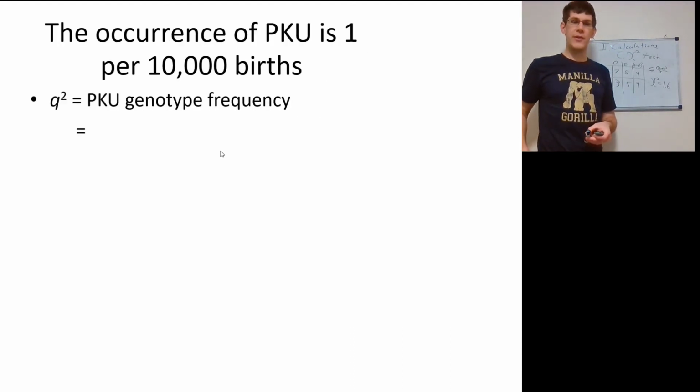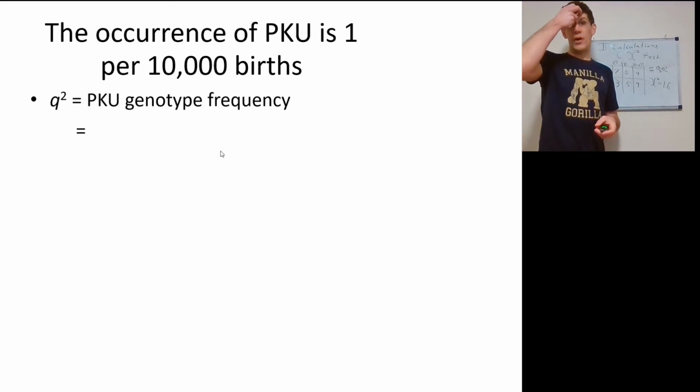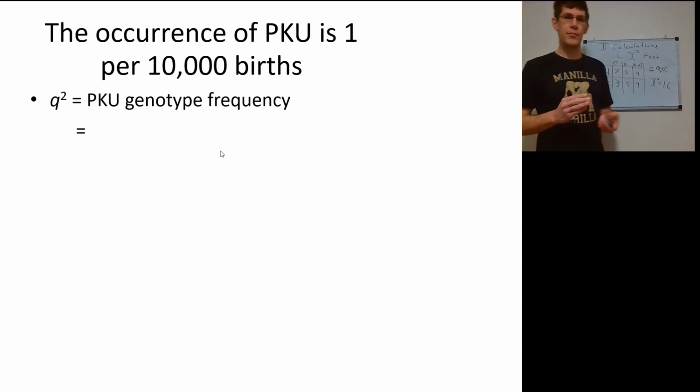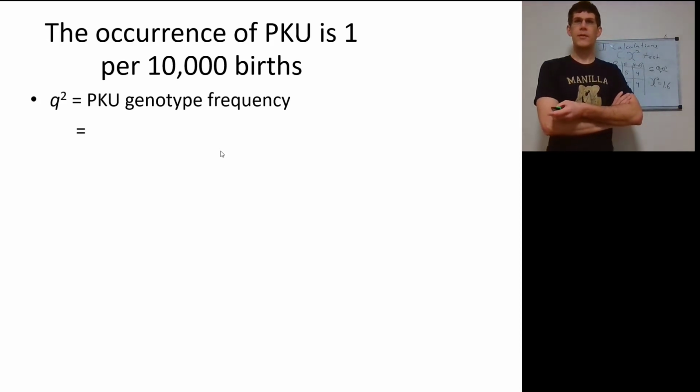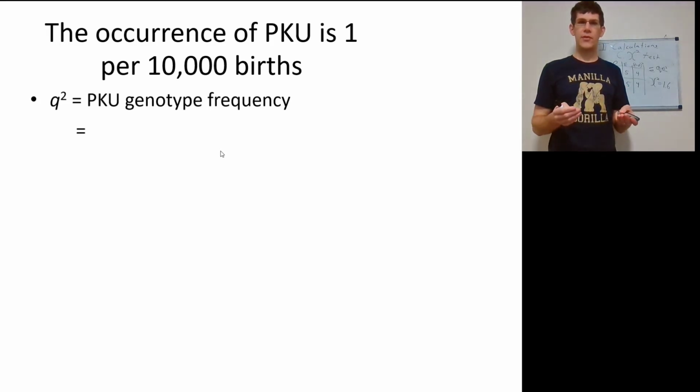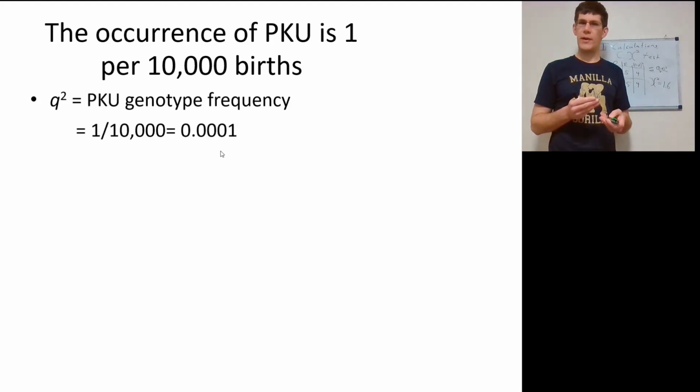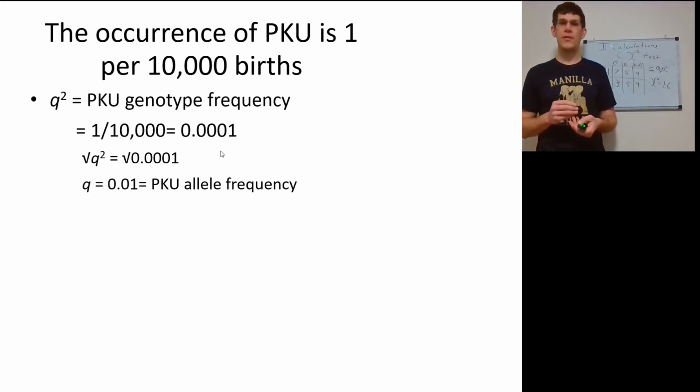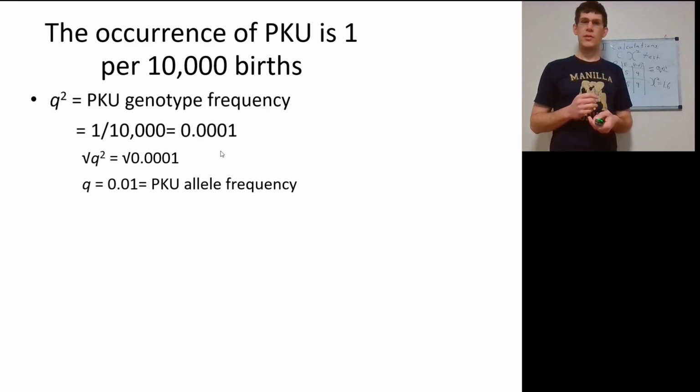Okay, so I'm not going to cover these in great detail because I want you to calculate these on your own, and I'm just going to go through it very briefly. So PKU, phenylketonuria, is a 1 in 10,000 thing. So Q squared is getting 2 alleles for the PKU genotype, so Q squared is equal to that. Let's figure out what Q is. You take the square root of Q squared to get Q, and that's how frequent the allele is in the population. 1% of all alleles in the population are PKU alleles.